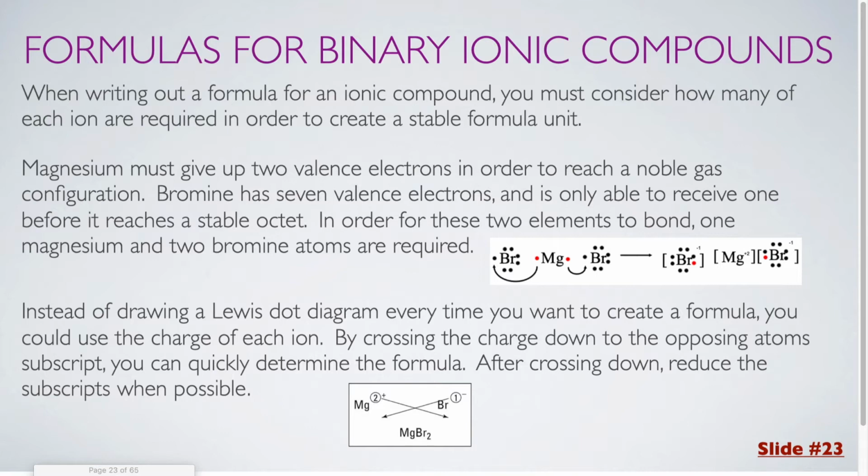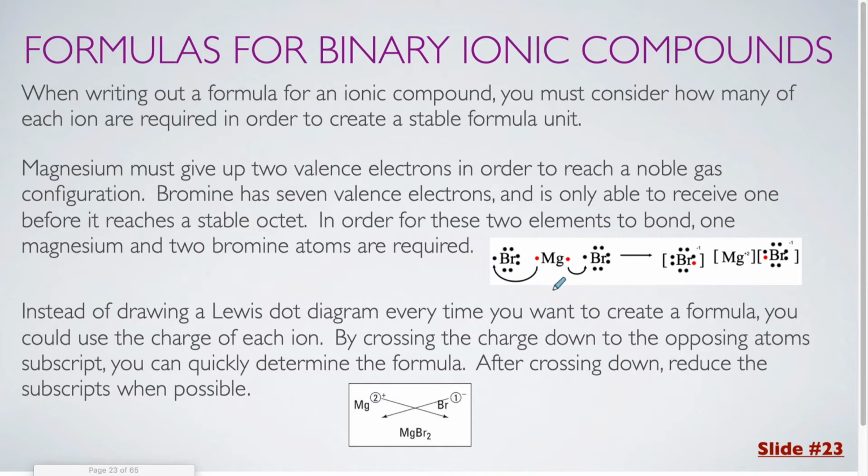Magnesium must give up 2 valence electrons in order to reach a noble gas configuration. Bromine has 7 valence electrons and is only able to receive 1 before it reaches a stable octet. In order for these 2 elements to bond, 1 magnesium and 2 bromines are required.